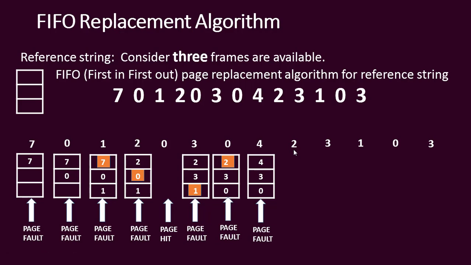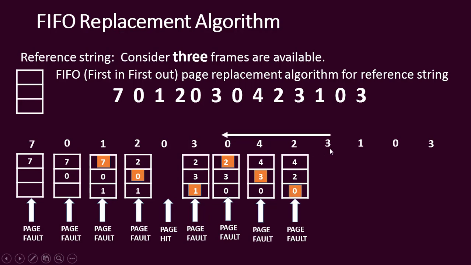Now next we have to fill page number 2. Again we look to the left and find out which is the oldest page. Out of 4, 3, 0, 3 is the oldest page, right? Hence we replace it with 2. Now consider the next page, that is 3. If we look at the oldest page, 0 is the oldest, hence it will be replaced by 3. In this way we will go on continuing one by one.